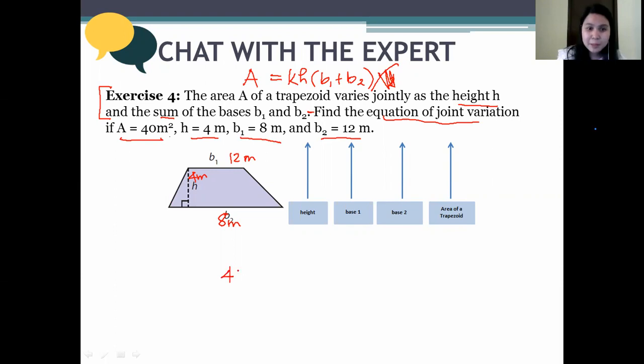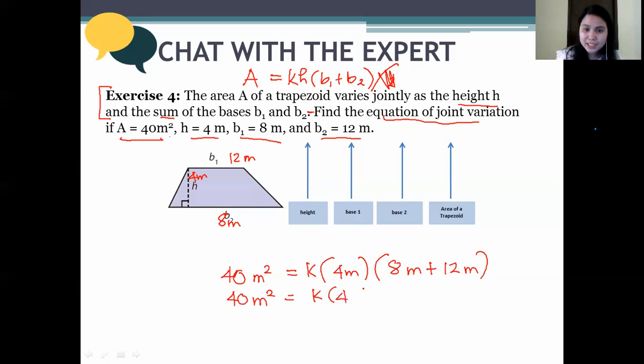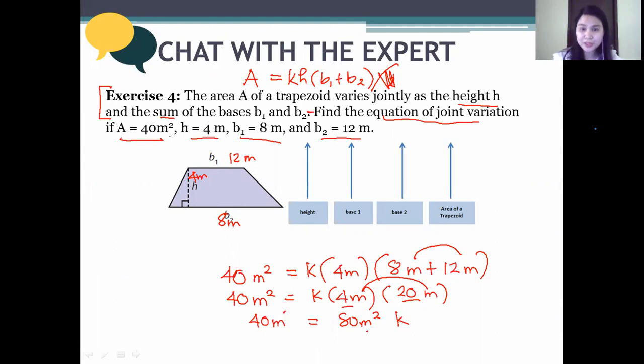That's 40 meters squared equals K. What's our H? 4 meters times 8 meters plus 12 meters. So we have 40 meters squared, we have 4 meters, 8 plus 12 is 20 meters. 4 times 20 is 80. Meters times meters is meters squared. K equals 40 meters squared.